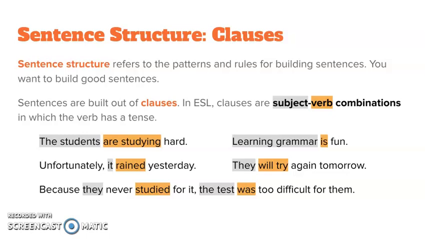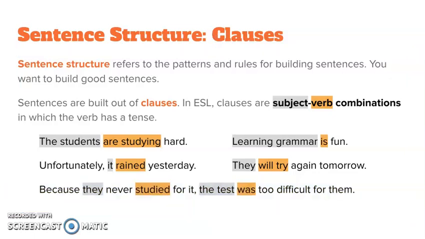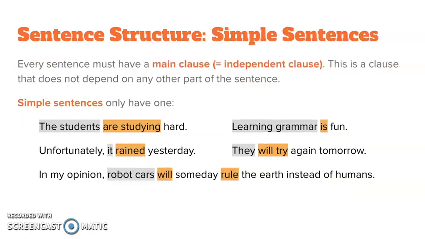When we have a group of words with a subject-verb combination, that's going to be a clause. So take a look quickly at the last sentence here. Because they never studied for it, the test was too difficult for them. Here you can see there are actually two different verbs, each with a tense. And each of those verbs has a subject that goes with it. So when we're looking at that sentence, we'll say there are two clauses there. So it's helpful to know what a clause is.